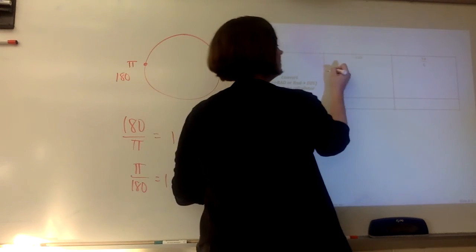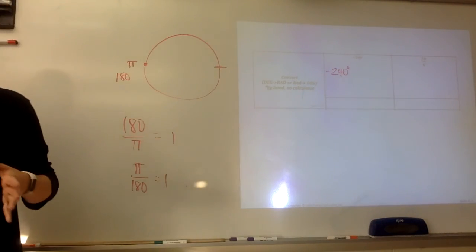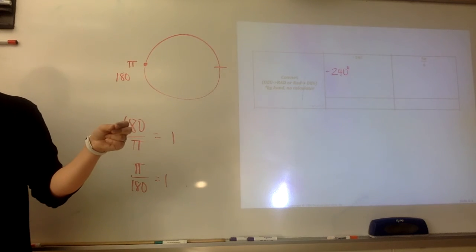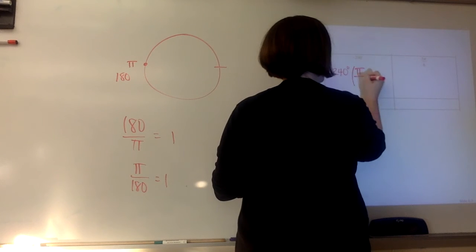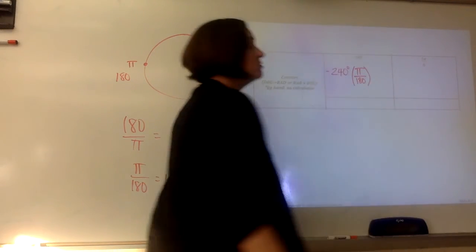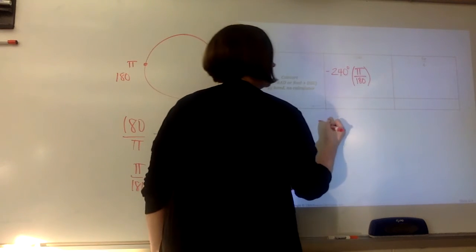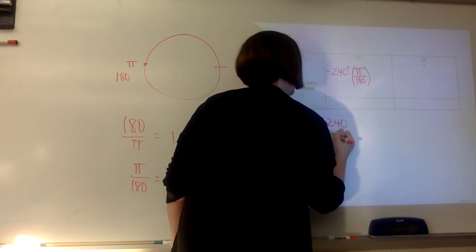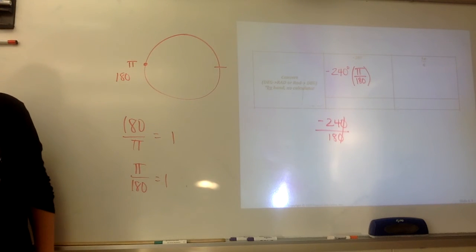So if I have negative 240 degrees and I want to go to radians, don't all of your radians have a pi in the numerator? Multiply by the conversion factor of pi over 180. When you do that, you just have to reduce correctly. So by reducing correctly, negative 240 over 180, the 10s cancel. What is 24 over 18 reduced to?